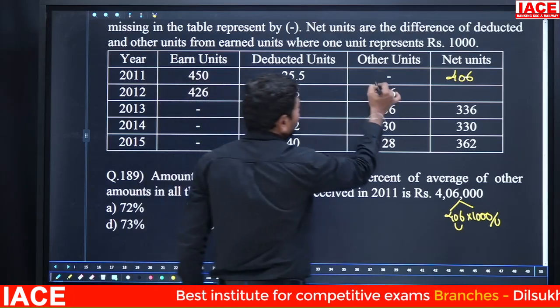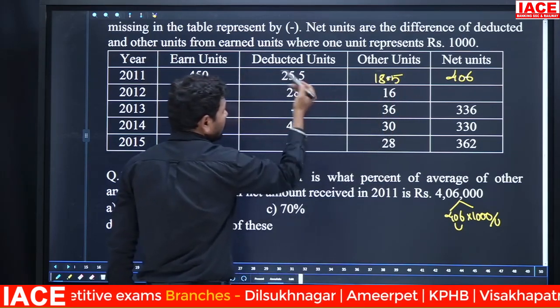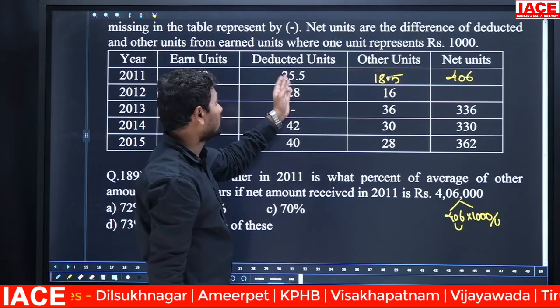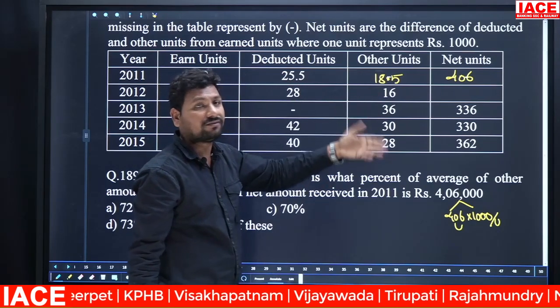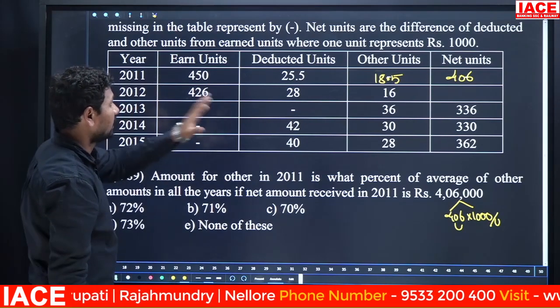19.5 removed. You will get what is the value? 18.5. Otherwise, 0.5 you can add it. You will get what? 26. 26 plus 18 is equal to 44. 44 plus 6 is equal to 50. Overall 450. Clear. Then you will get other units.